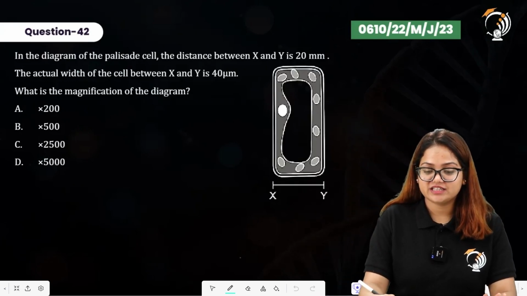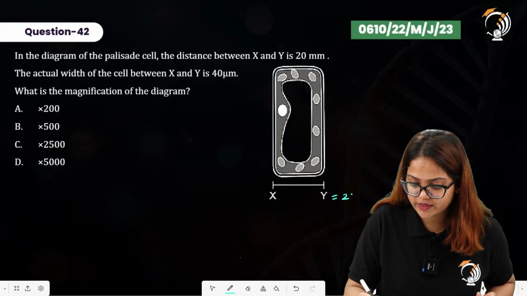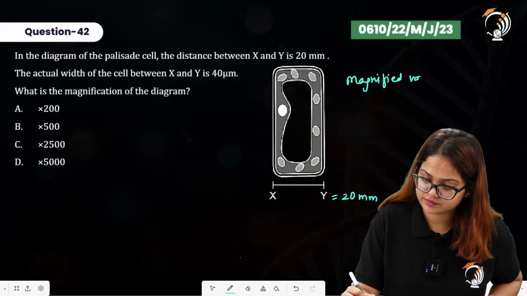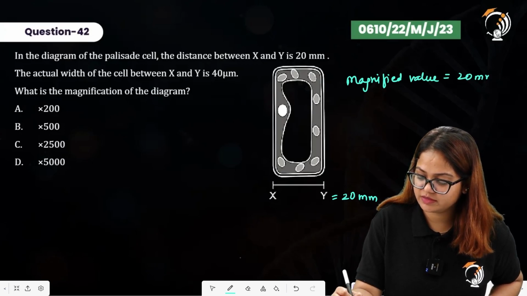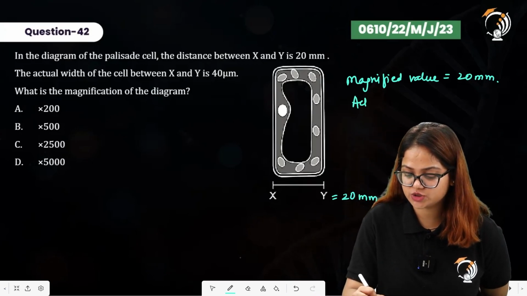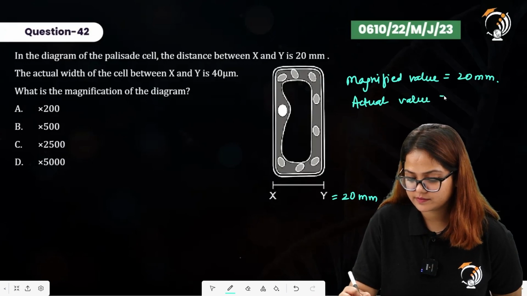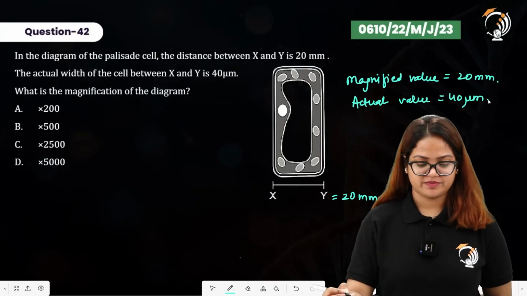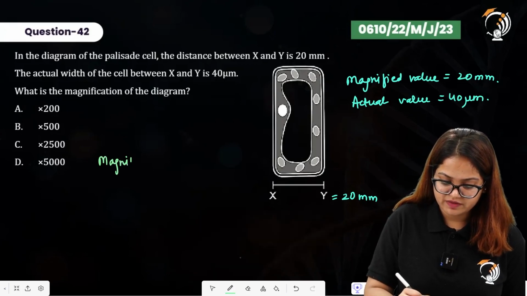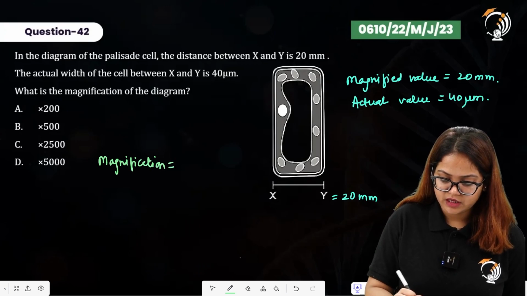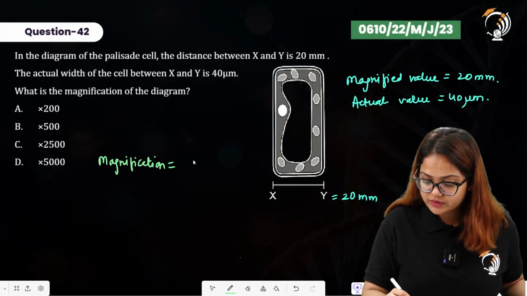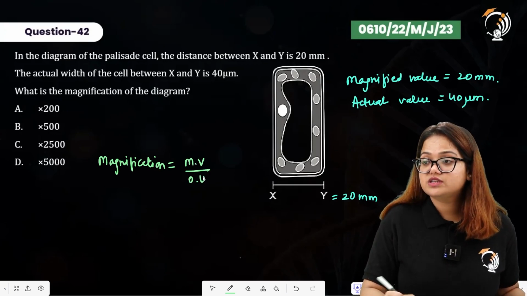In the diagram of a palisade cell, the distance between X and Y here is 20 millimeters. So here we have the magnified value as 20 millimeter. Actual width of this cell between X and Y, so we got the actual value as well, 40 micrometer. What is the magnification in the diagram here? So we are going to apply the formula as magnification equals the magnified value divided by original value.